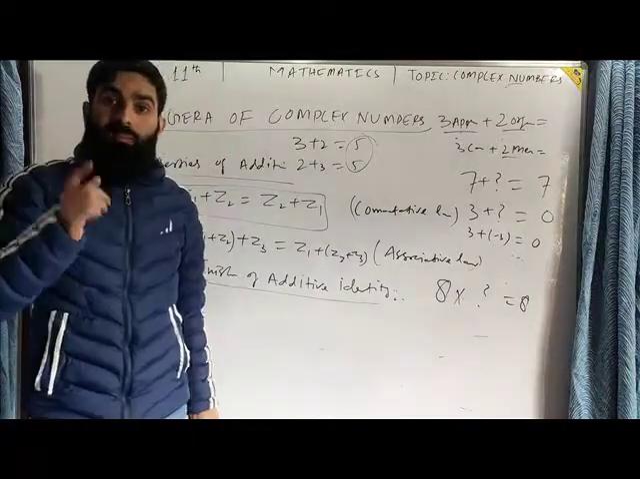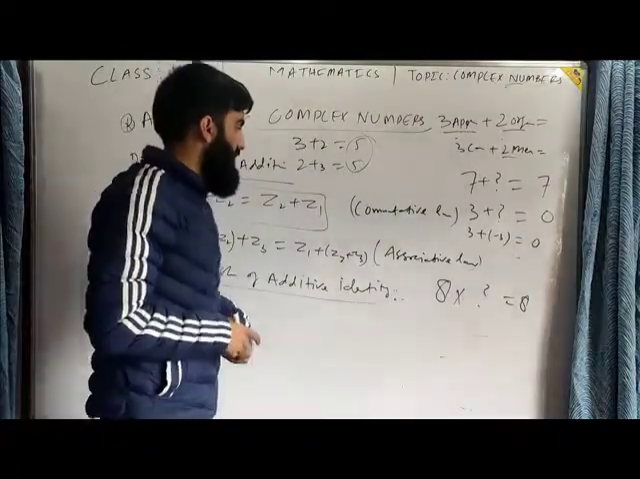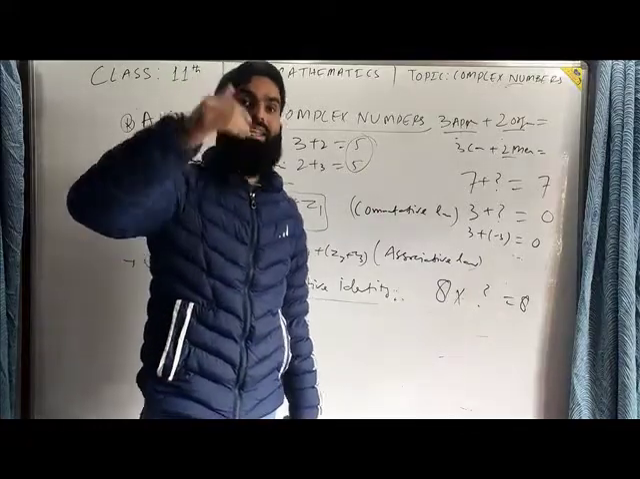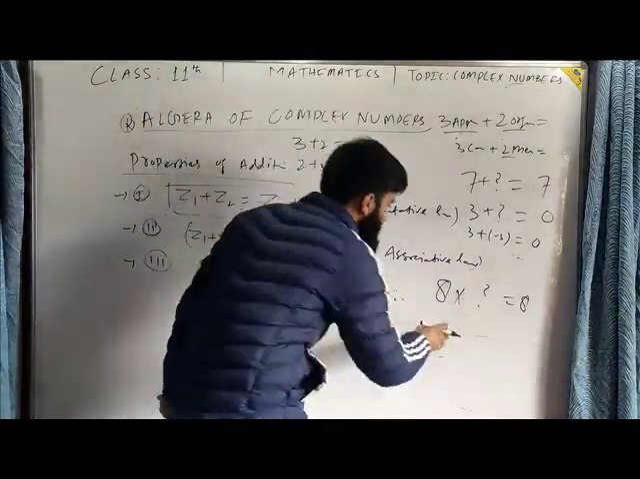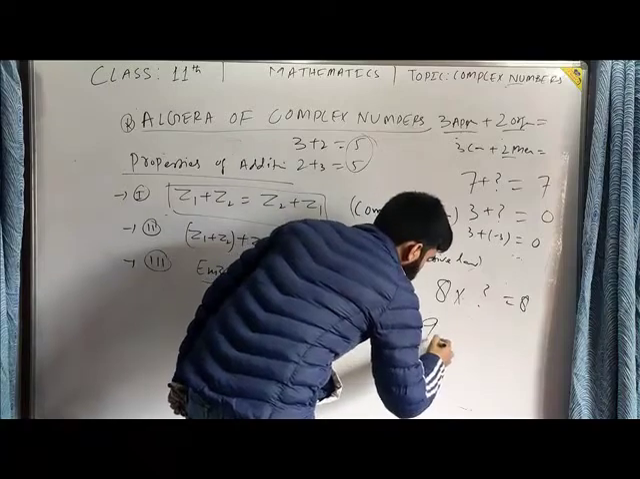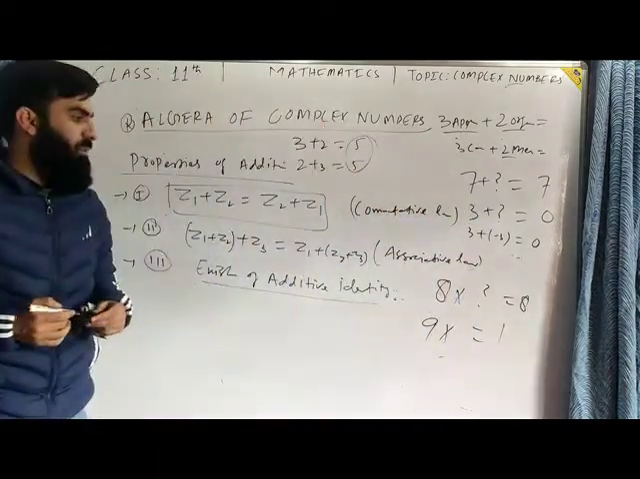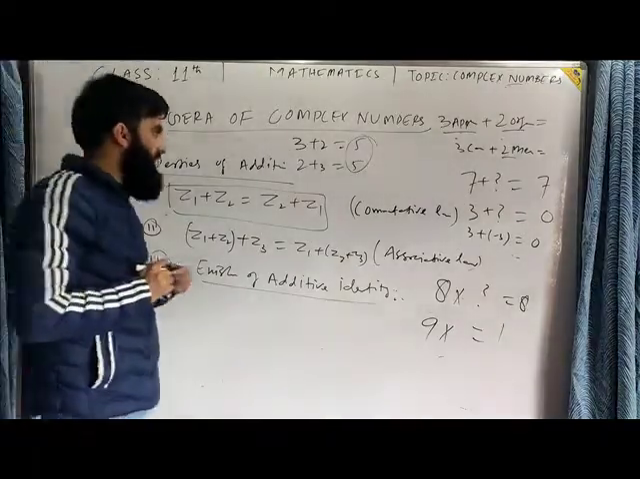Likewise, we have multiplicative inverse. What is multiplicative inverse? What to multiply with a particular number in order to get the result as 1. For example, what should you multiply 9 by in order to get the result as 1?